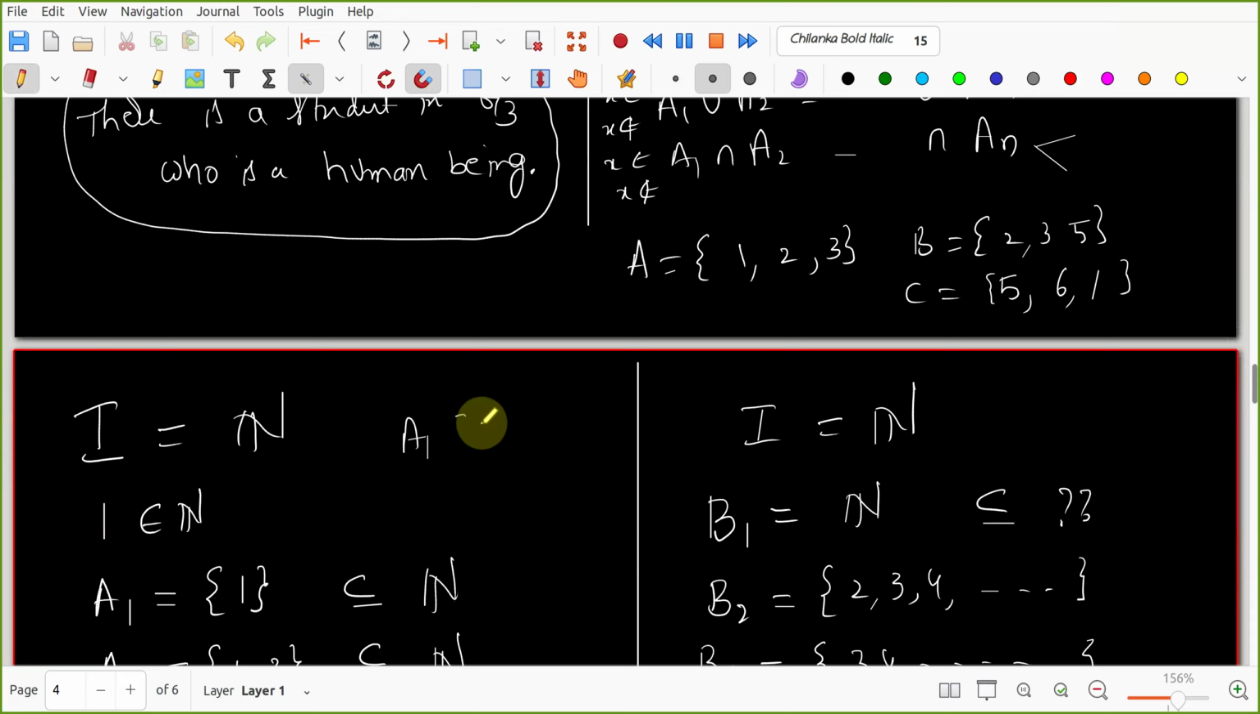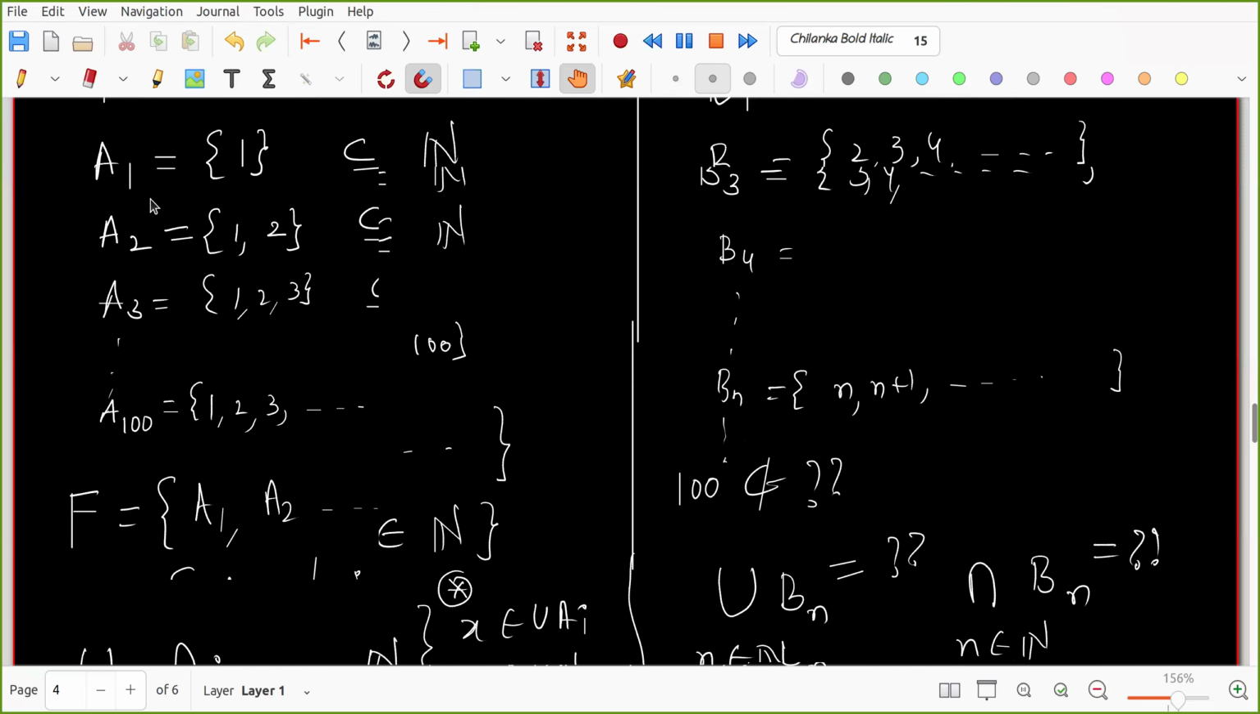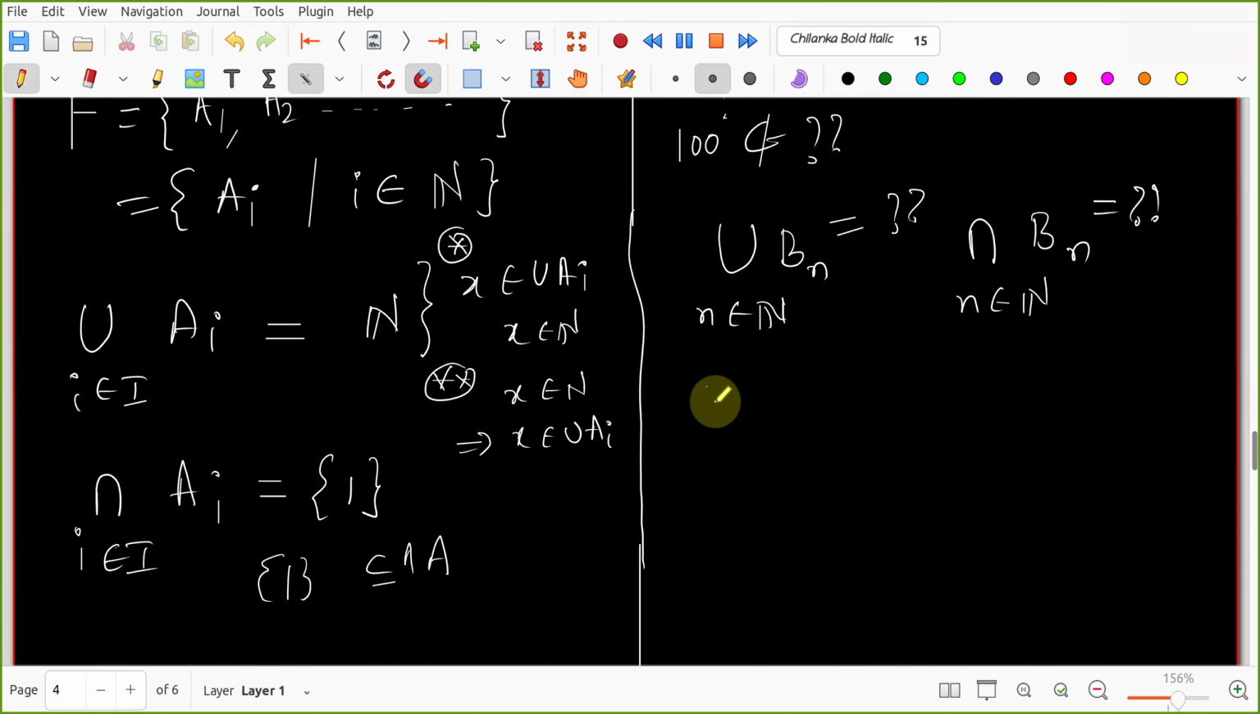A1 is a subset of A2. A2 is a subset of A3. Right, like that it is going. What about B's now? Can you see B's? B1 is a superset of B2, B2 is a superset of B3, and so on, right?